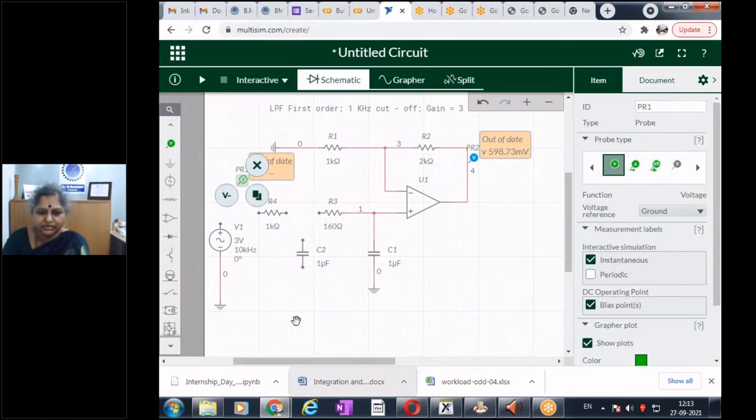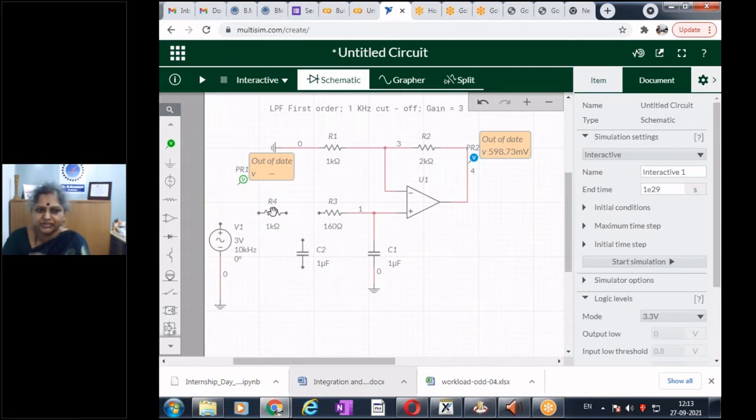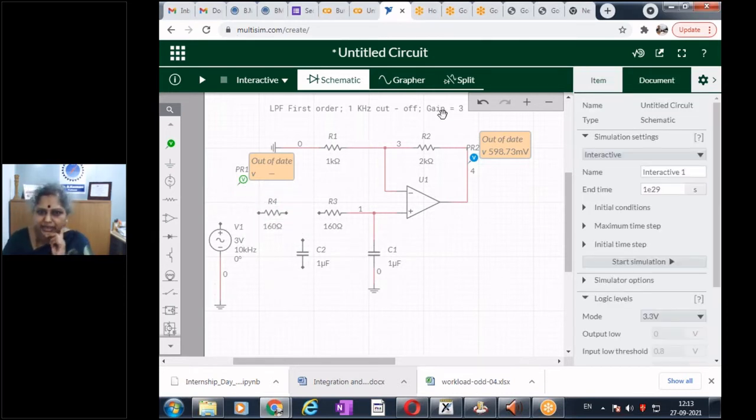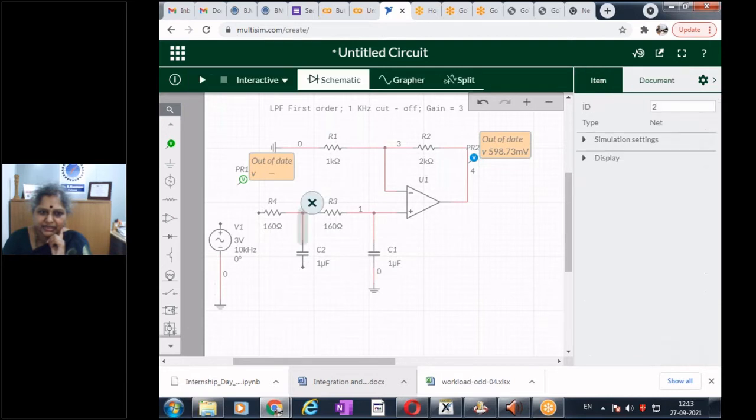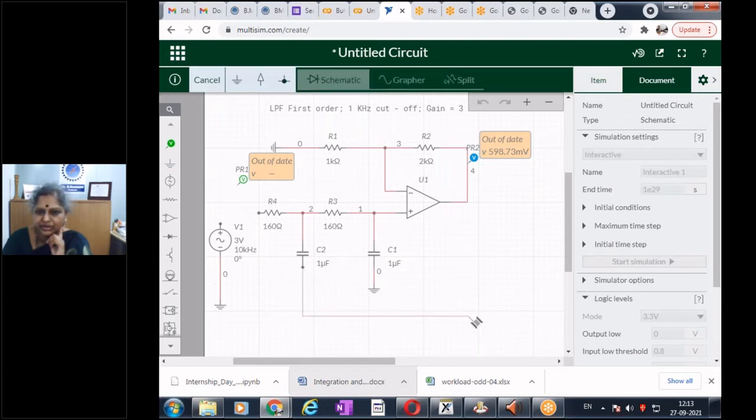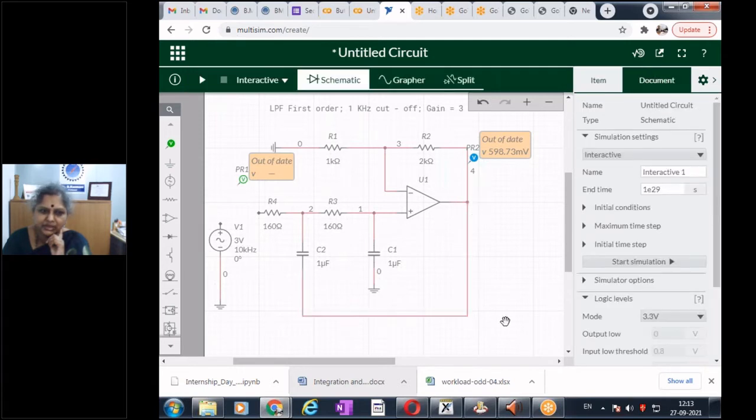I'll keep this probe somewhere else. And then what is my resistor? The resistor has to be 160 ohms, so let me make this resistor 160 ohms so that I can have the required cutoff. And then what happens now? I will take my cursor and do the wiring. I'll take the capacitor, do the wiring, and take this capacitor. And where does the wiring go to? It goes to the output terminal, and this is what I have.